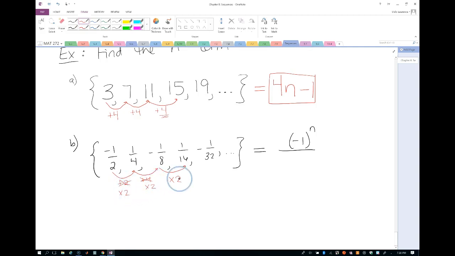And we said when we saw that, we would know that that common ratio was going to be the base for an exponential. And then you should always check before you decide this is going to be your final answer. Check the whole thing together. If you plug in 1, you're going to have negative 1 over 2. Yep. Plug in 2, you're going to have positive 1 over 4. Yep. Plug in 3, you're going to have negative 1 over 8. Yep. So it's going to work.